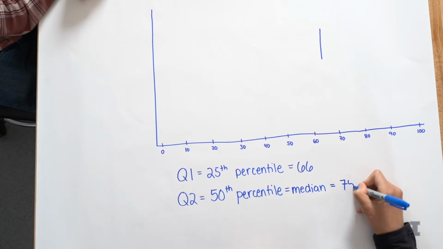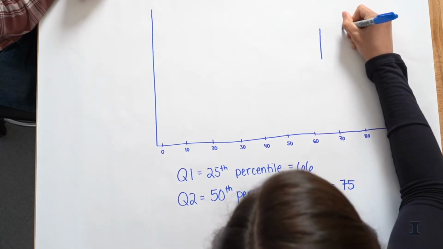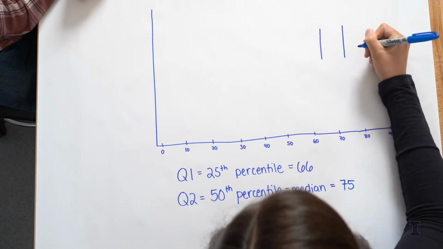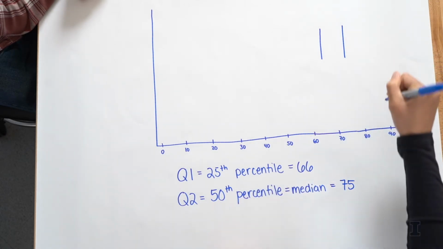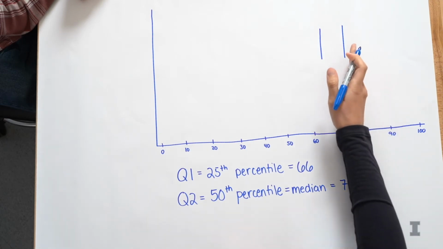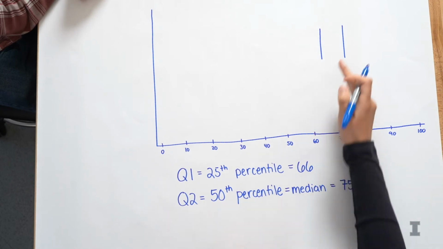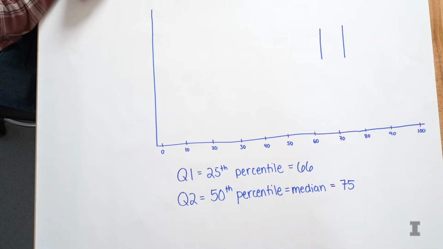75. So 75 is about right here. I'm going to draw my second part of the box, and then I'm going to draw the third line and make this into a box. But right at 75, this is saying half of the people actually answered a percentage less than 75, and half of the people answered a percentage above 75.